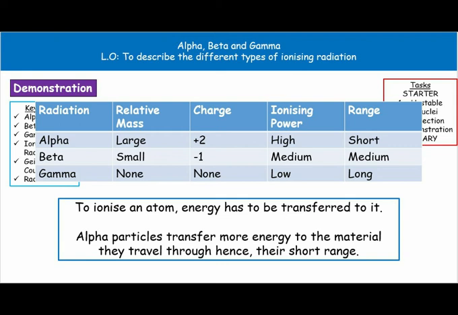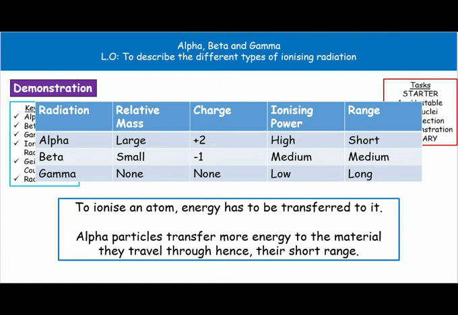Beta is our next one. Now remember, the beta particle is a fast moving electron, so it's got a very small relative mass. It's got a charge of -1 because it's an electron, and it's got a medium ionizing power and a medium range. The third one on there, gamma, doesn't have a mass because it's just energy. Remember, it's an electromagnetic wave. It has no charge either. It's got a very low ionizing power, but its range is long. So make sure you know those facts about alpha, beta, and gamma. I'd suggest you get that table in your books.